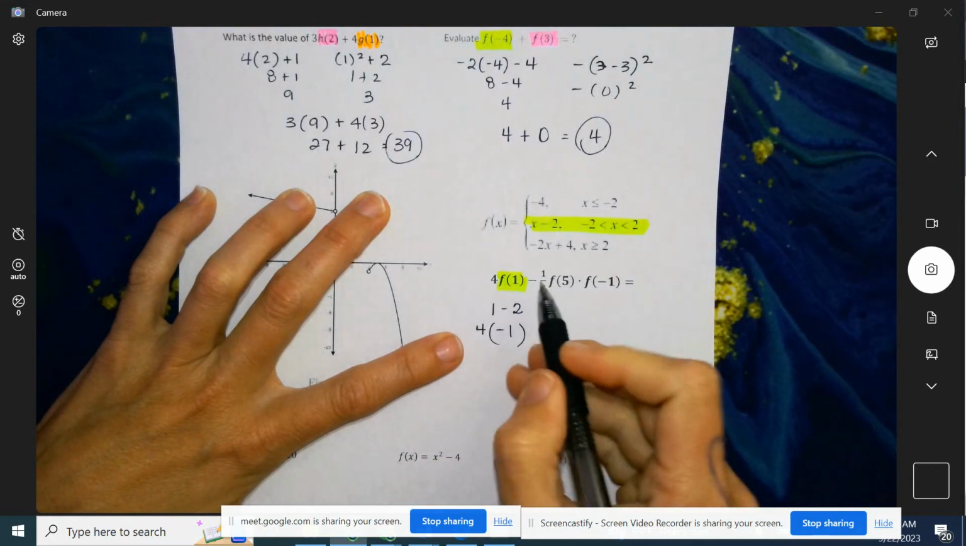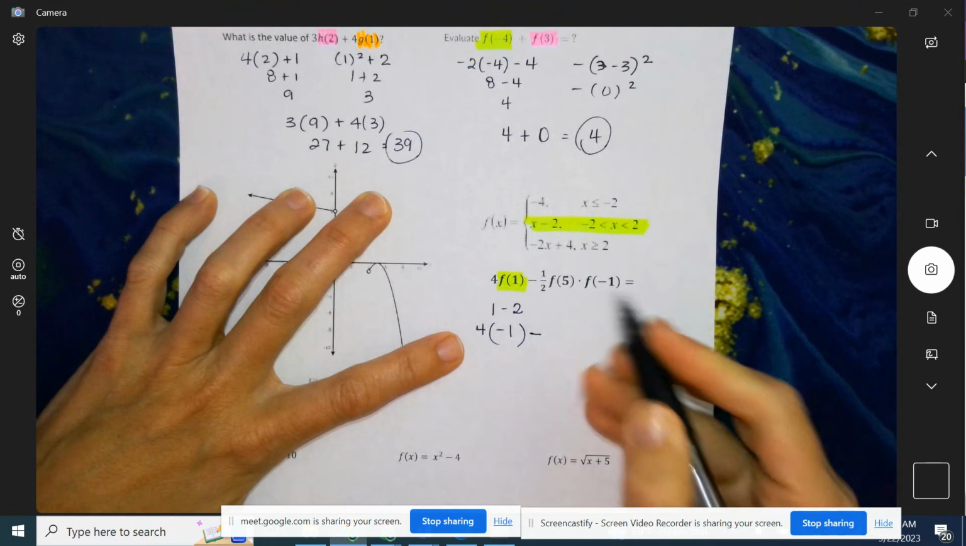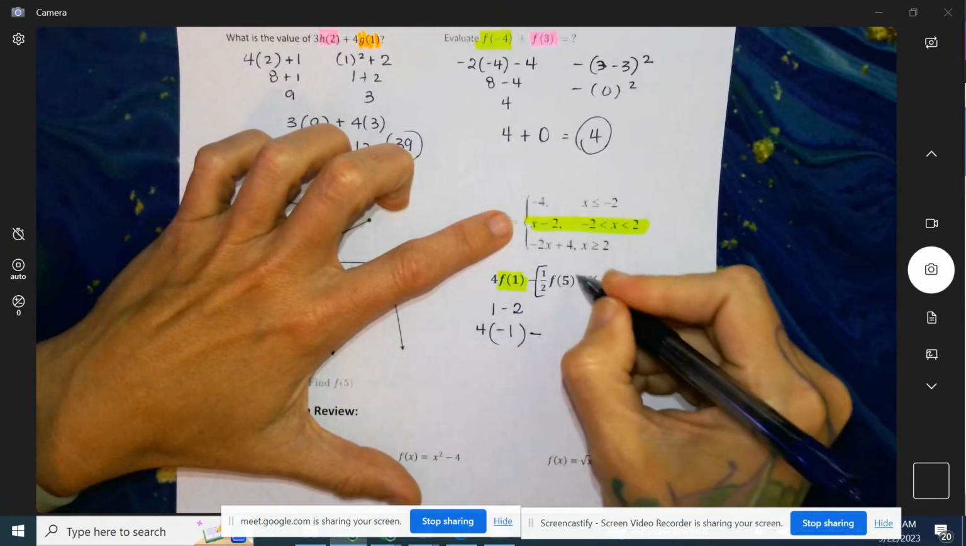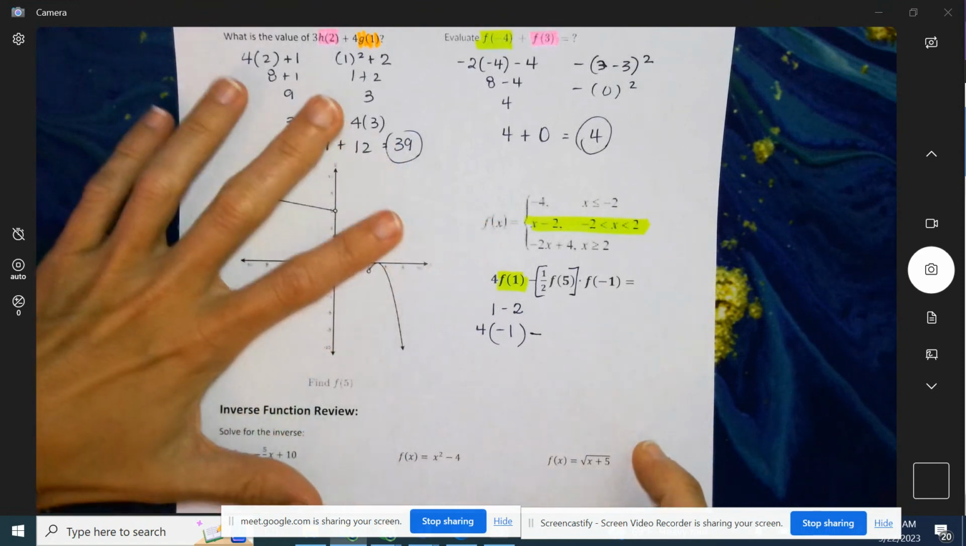So that's going to be where we're going to go. And then you can either treat this as a negative 1/2, or I'm going to leave it as a minus and do this guy separately, as if it was a positive 1/2 for the time being.